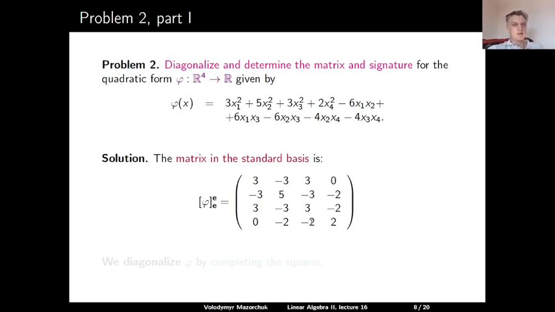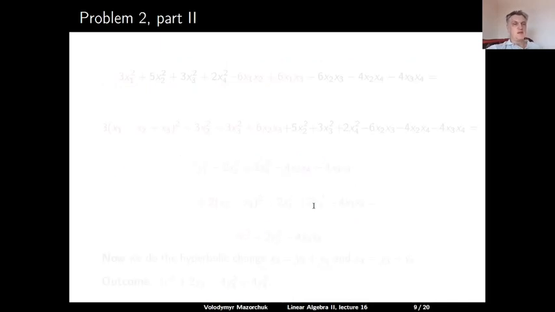So our next assignment is to diagonalize the form. We can, of course, try to diagonalize this matrix, but it is more complicated than to diagonalize a quadratic form by completing the squares. So we choose the easier method, to diagonalize the form by completing the squares. So we take the expression of our form and we mark all elements which contain x1. So it's 3x1 squared minus 6x1 x2 plus 6x1 x3.